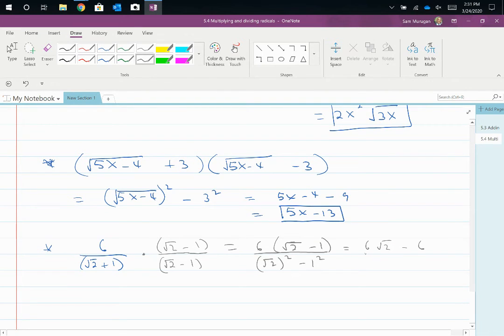The square root of 2 times square root of 2 is 2, minus 1. So this is 6 square root 2 minus 6 over 1. Don't need to put in the 1 here. I think it's okay to write this as 6 times square root 2 minus 1 also. Okay.